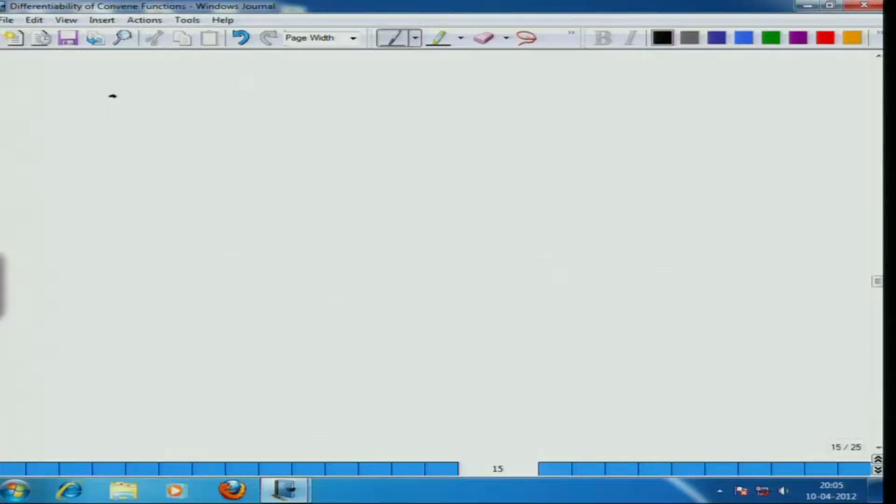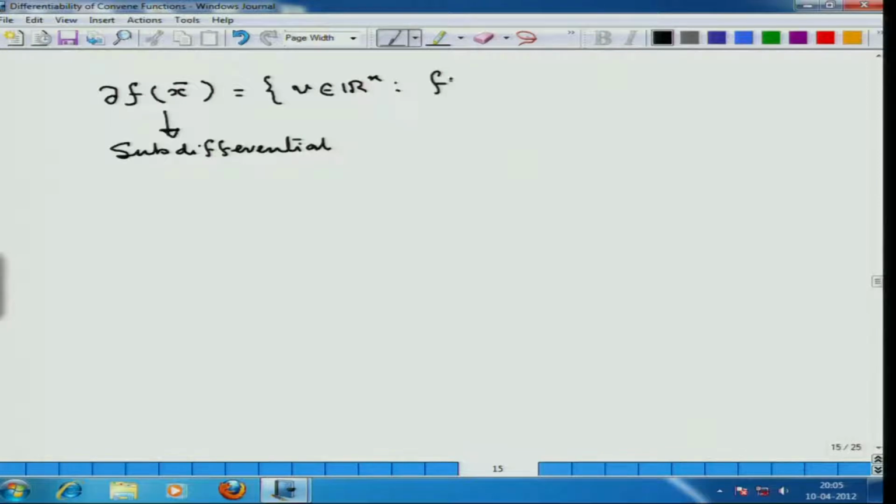So, people said, okay, let me put all the subgradients in one set and I call that set the subdifferential of f at x. So, how does the subdifferential look like? It consists of all possible v in Rn which satisfies the property f(y) minus f(x bar) is greater than or equal to v times (y minus x bar) for all y in Rn.